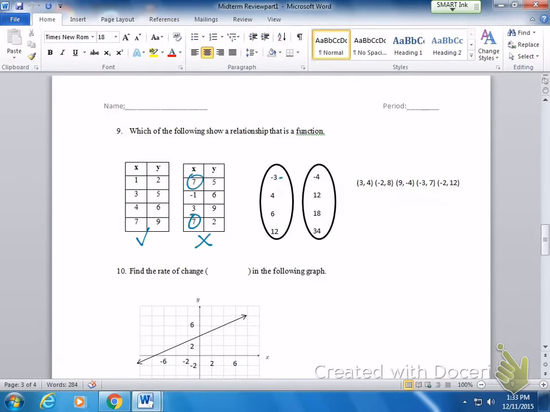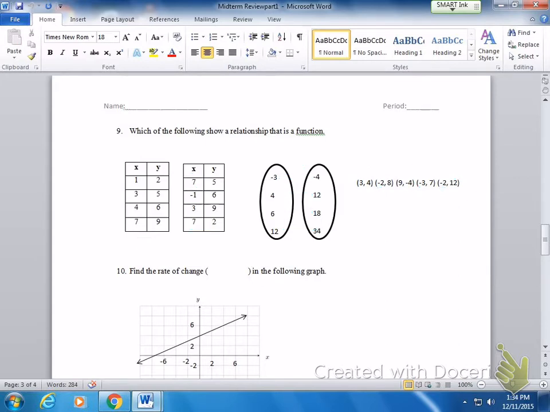Now here I have a mapping, and it's not mapped on your paper, but I'll map it right now. There you go. I have negative 3, 4, 6, and 12. None of the x's repeat. So I have a function, and then I've got a set of points. I have 3, 4, negative 2, 8, 9, negative 4, negative 3, 7, negative 2, 12. So if I look at the x values, I see that negative 2 somehow will equal 8 one time and 12 another. That cannot happen. This is not a function. So I'm going to write up here, no repeating x's. All right.